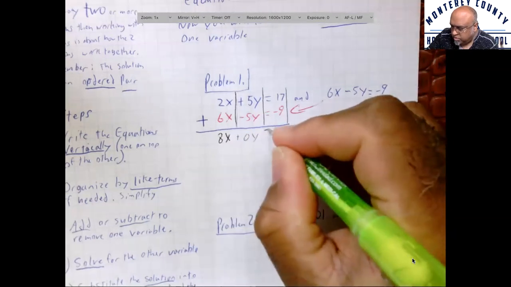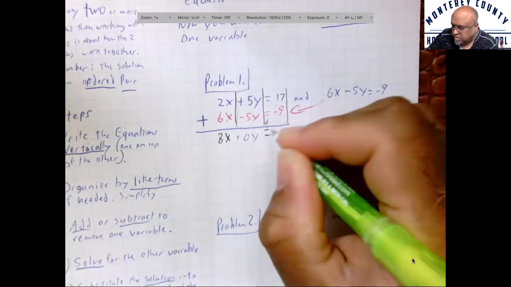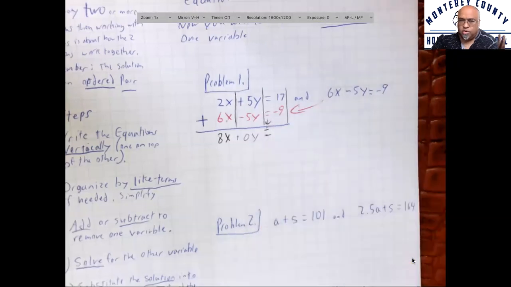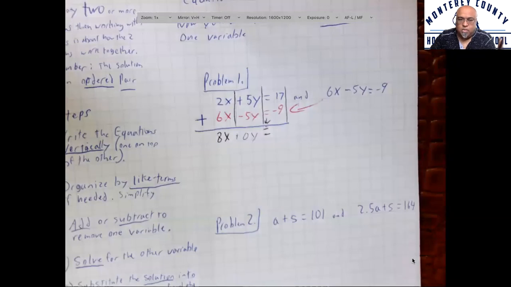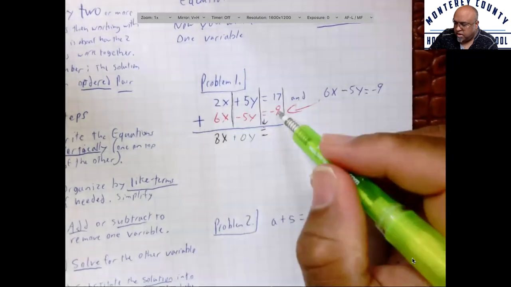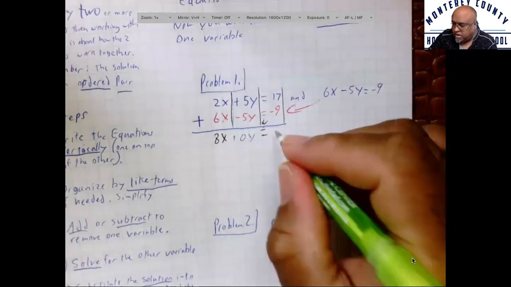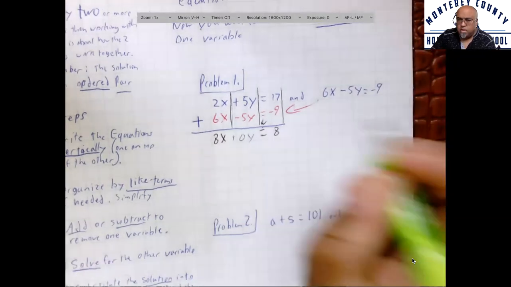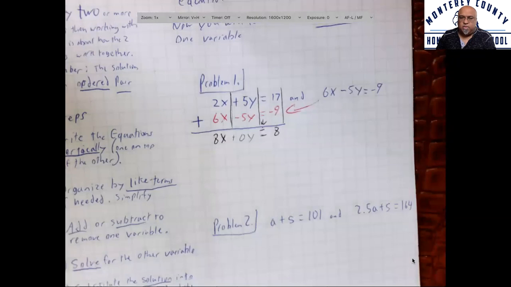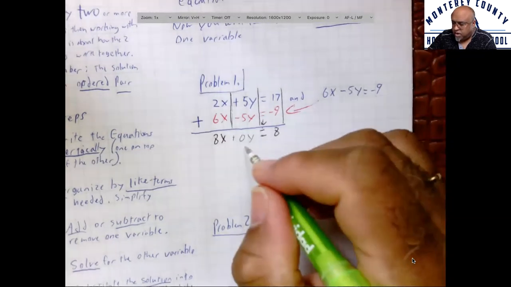I'm going to just bring down my equal sign. Again, you got to get in the habit of doing that. Bringing it down just so that you know what the next step or part in your equation is. 17 plus negative 9, which is the same as 17 minus 9, and that would be 8. So now I have 8x plus 0y is equal to 8. So since 0 times y is 0, I've now eliminated my y term.